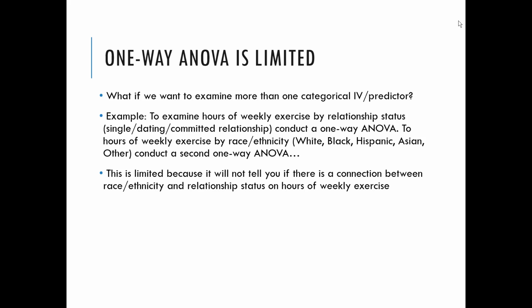Okay, but by doing these separate one-way ANOVAs, we're not actually able to look at how relationship status and race, ethnicity are related to each other, and potentially their combined effect on weekly hours of exercise. We're not able to do that when we're doing basically a stratified look at weekly exercise by conducting these separate one-way ANOVAs. So that's where a two-way ANOVA comes in.